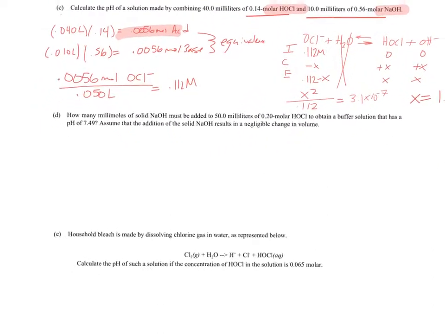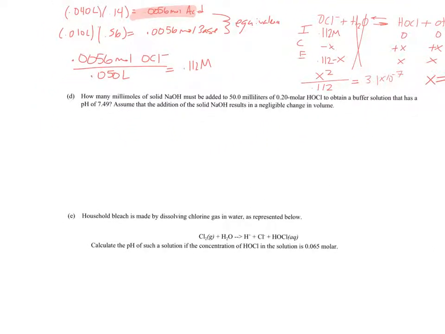So let's zoom back in at letter D. How many millimoles of solid NaOH must be added to 50 milliliters of 0.2 molar HOCl to obtain a buffer solution that is pH of 7.49? After looking at this, I'm going to need a buffer solution, so I can use Henderson-Hasselbalch. I've got some acid. In my game plan, I'm going to set up a Henderson-Hasselbalch and write out what I know and what I'm trying to find.